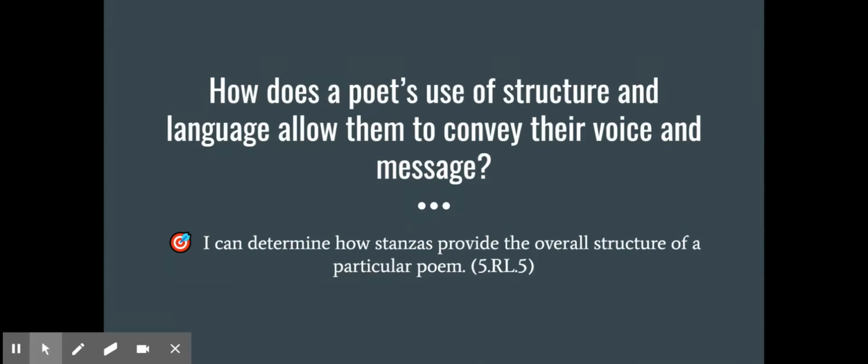Hi DPS 5th graders, we are here for our second lesson regarding our essential question of how does a poet's use of structure and language allow them to convey their voice and message. Today our learning target is I can determine how stanzas provide the overall structure of a particular poem.